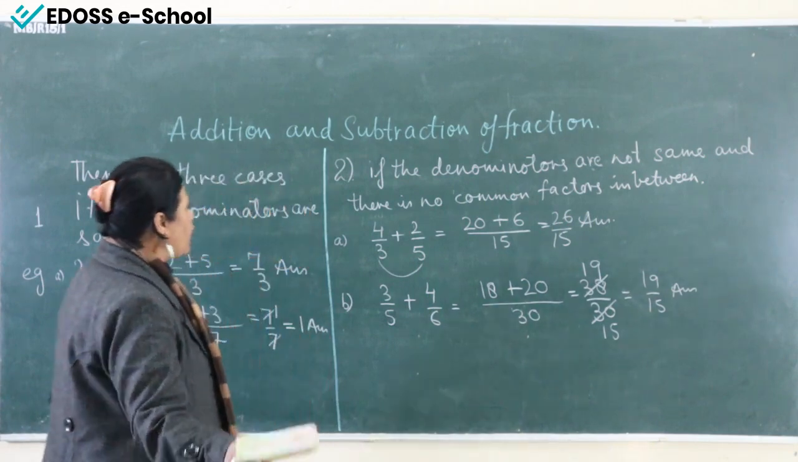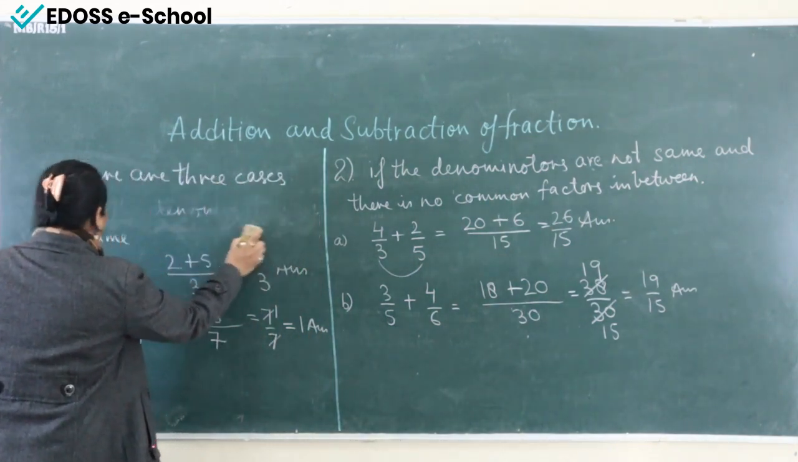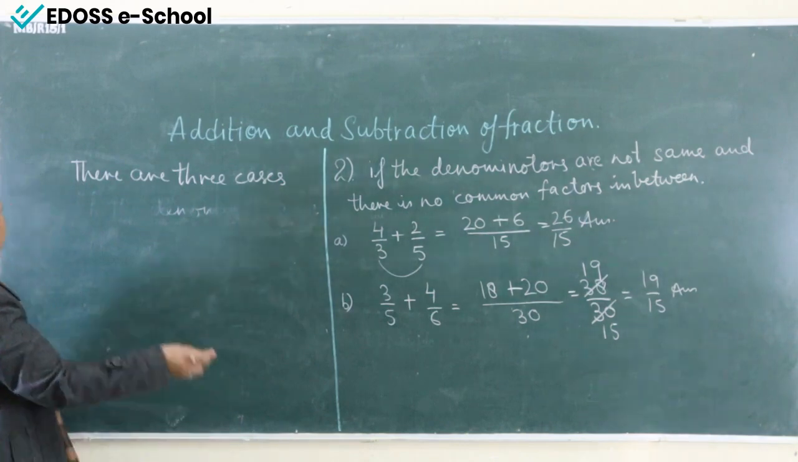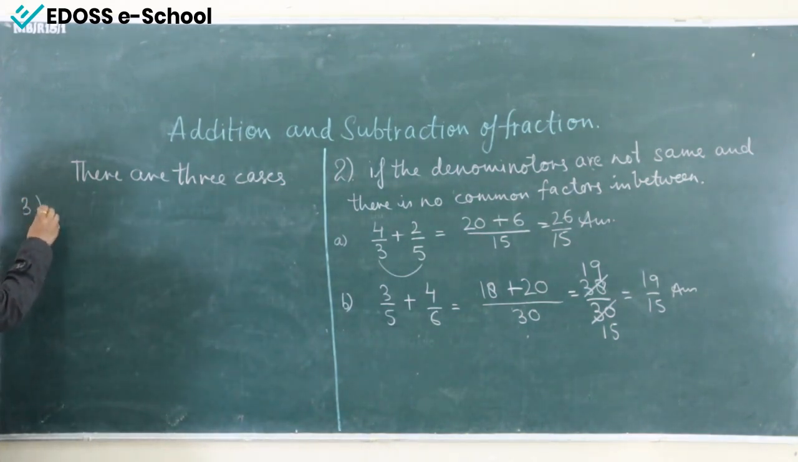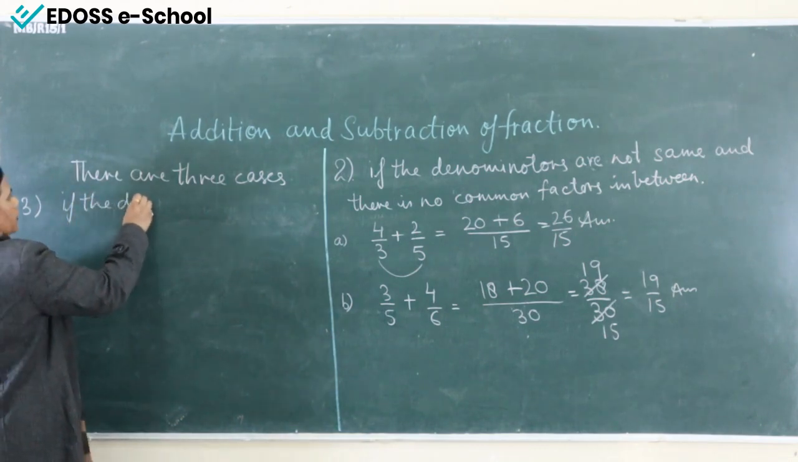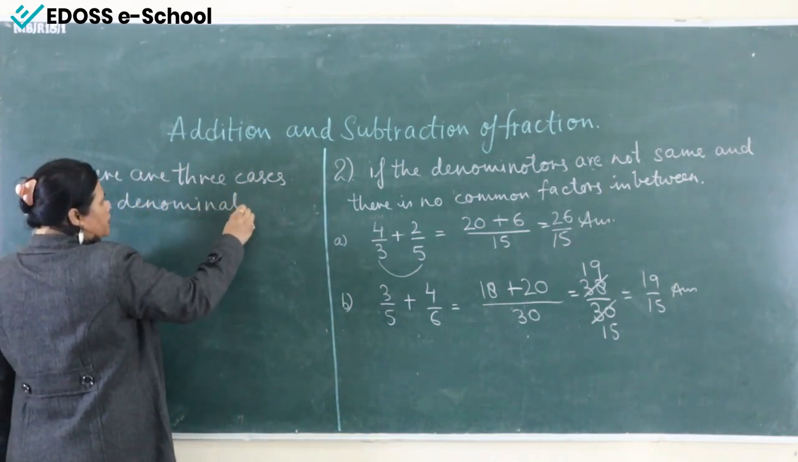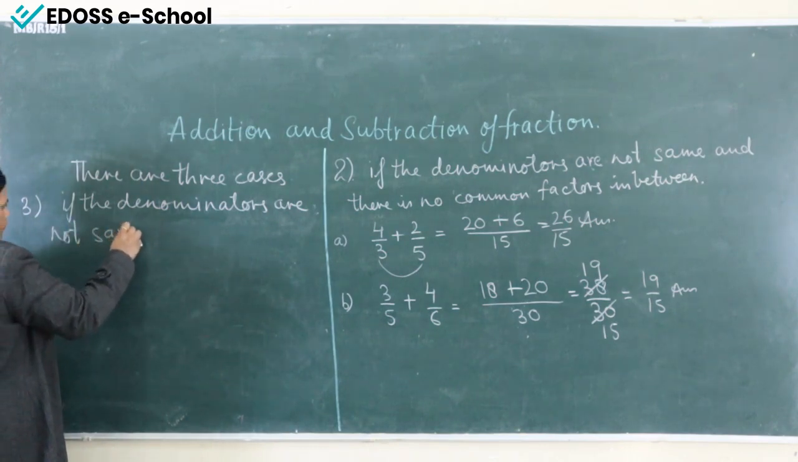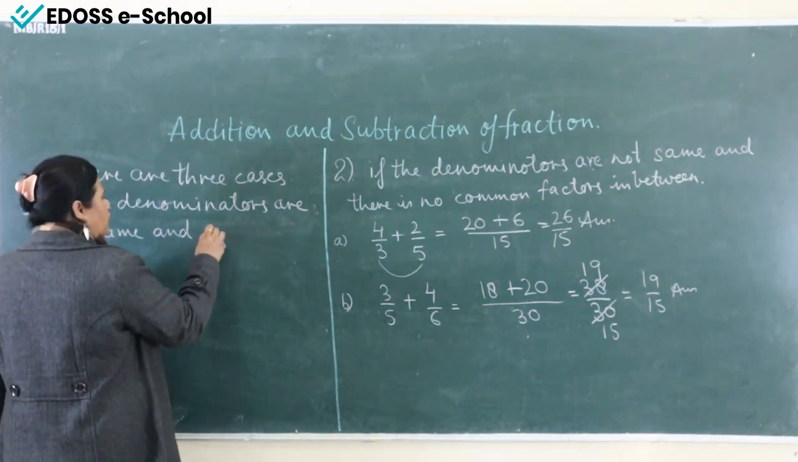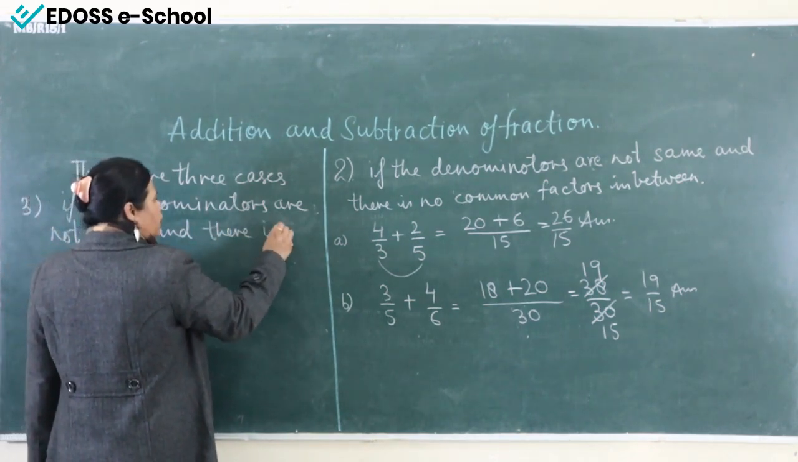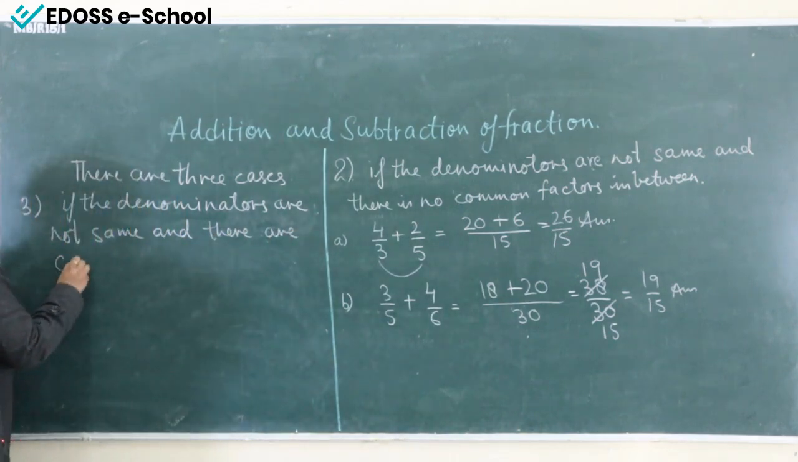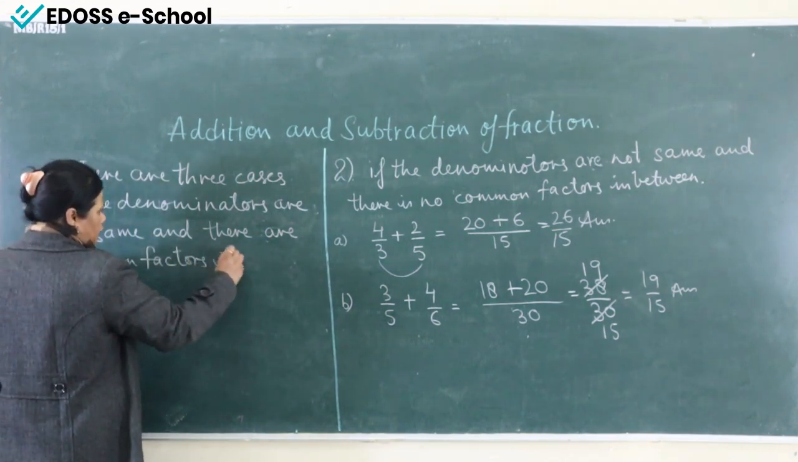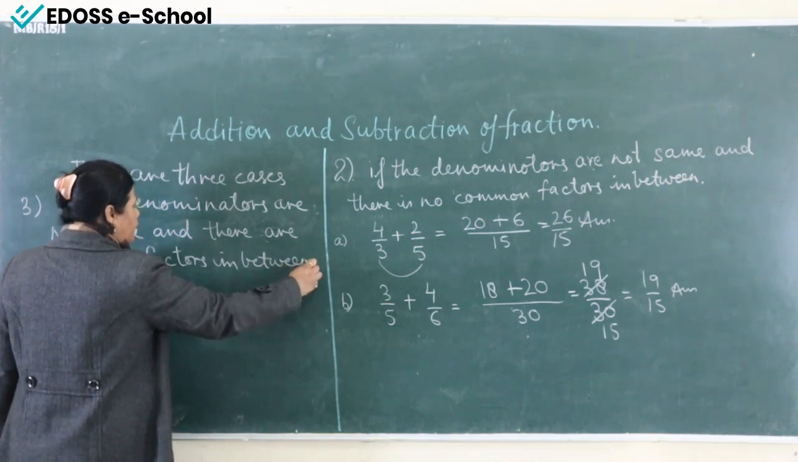Now come to the third case, and my third case is, if the denominators are not same, and there are common factors in between, right?